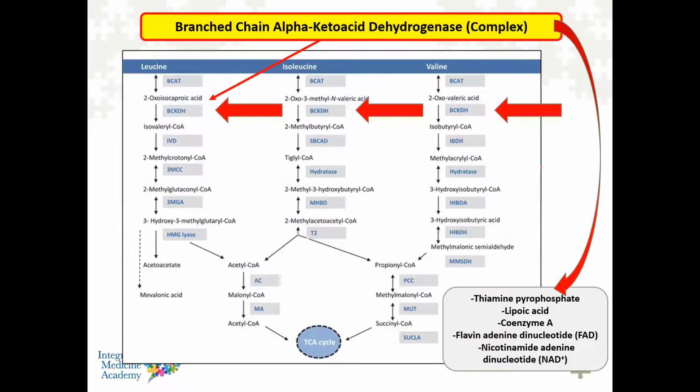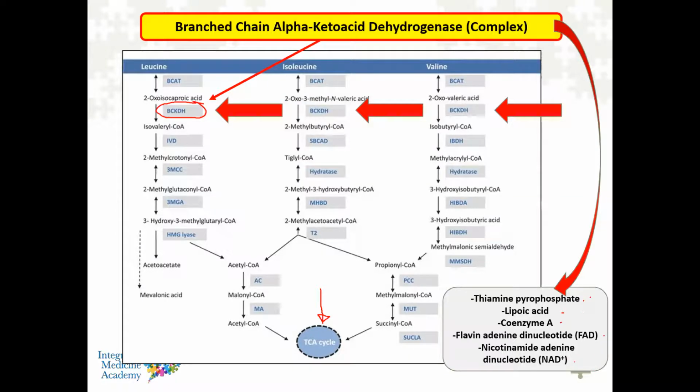Because remember when I mentioned the metabolism of proteins, fats, carbs, all roads lead to the mitochondria. Well, in order to properly break down many amino acids, we have an enzyme complex called branched chain amino acid dehydrogenase. It has various forms, but essentially that same complex of nutrients is needed: thiamine, lipoic acid, coenzyme A, FAD.